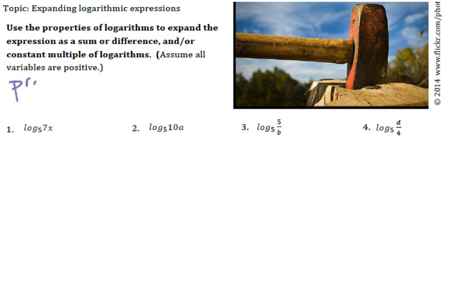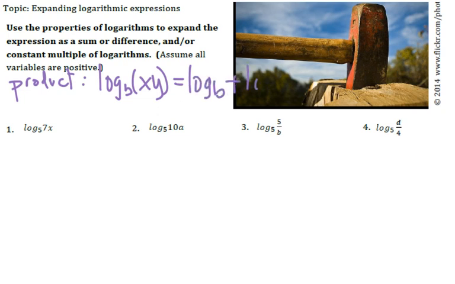We have the product rule, which tells us that if we take the log base b of two or more numbers or letters that are multiplied, that's equal to all of those split up with a log of the same base and added together.